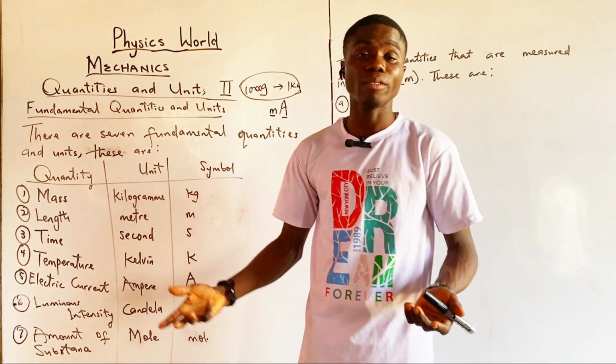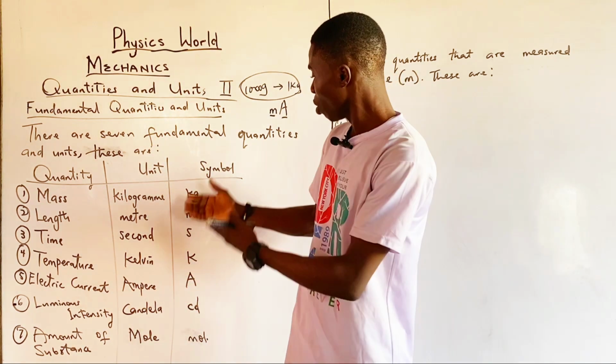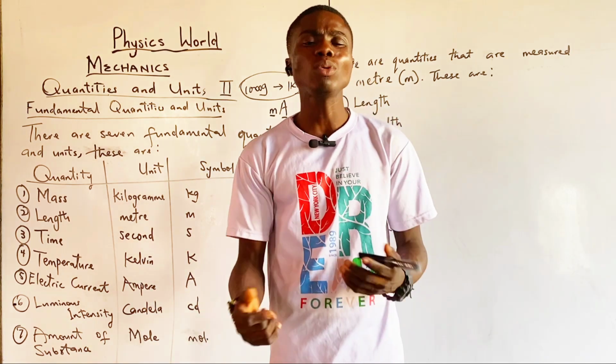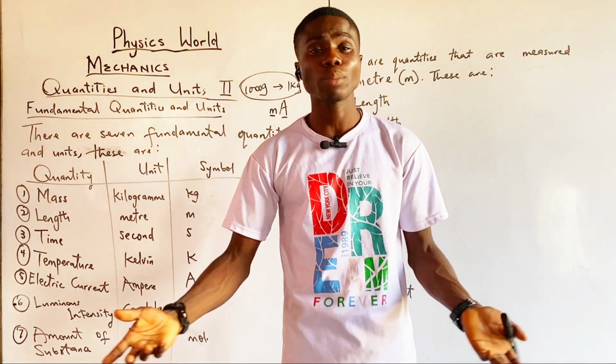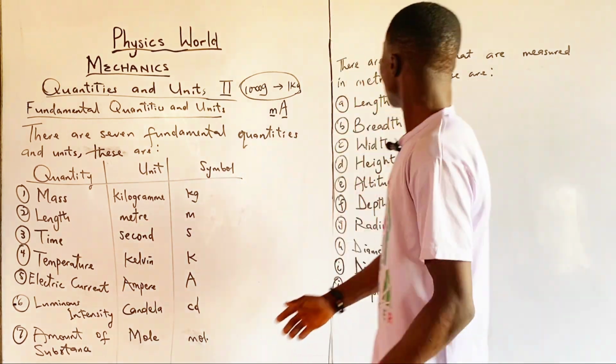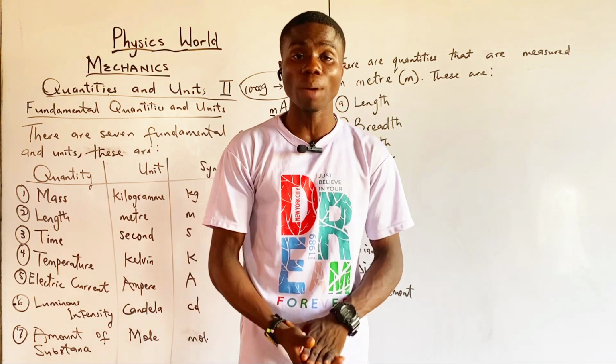You see, they are just 7. They are not hard to know, just note them. Just only 7 of them. They are not hard. So you'll be able to solve many questions on this. Now let's check. There are many quantities that are measured in meter.